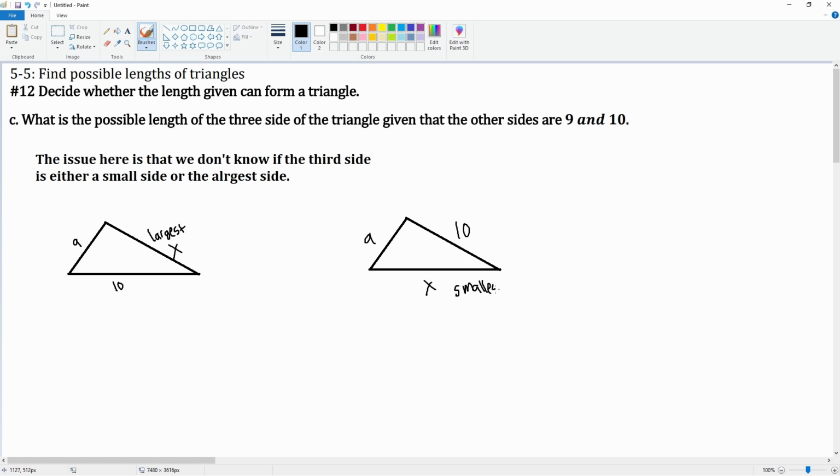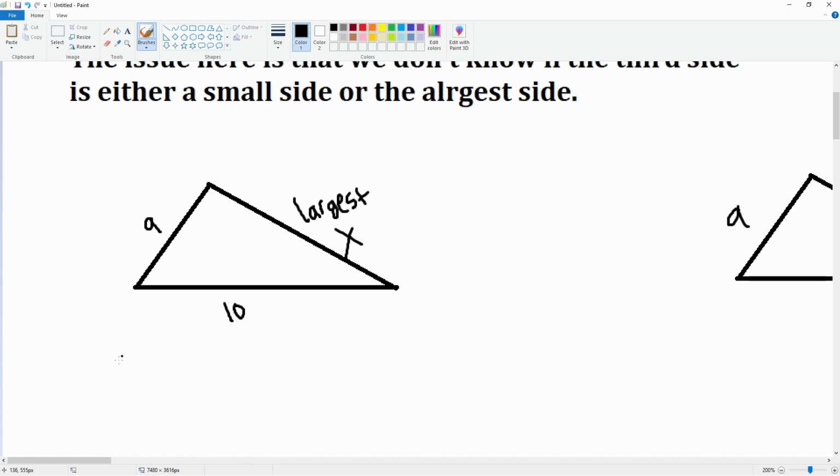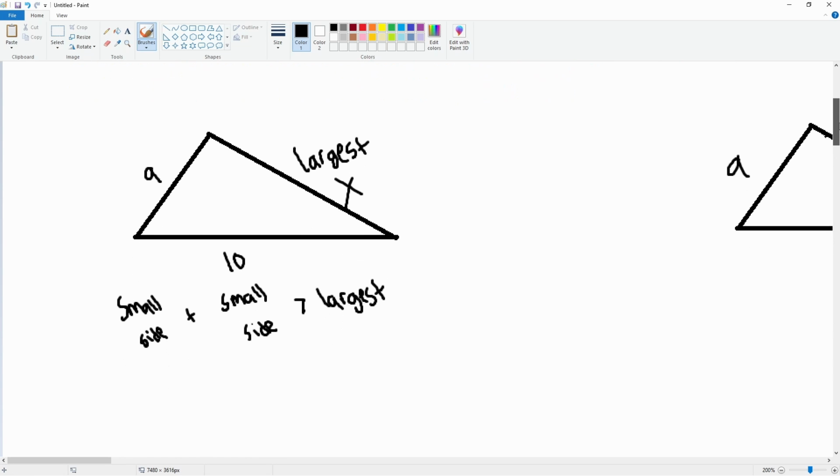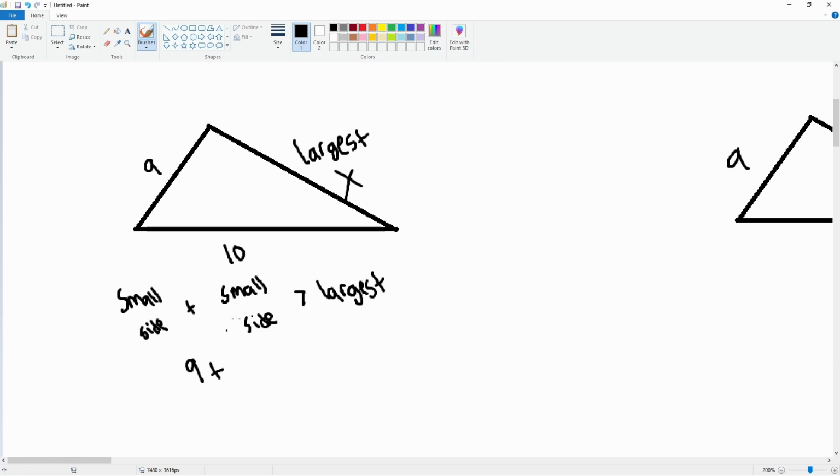So you have to set up two scenarios. This one is when the third side is the largest. This is when the third side is one of the smallest. We know from our equation from before, small side plus small side is going to be greater than the largest side. All right, let's plug in our variables now. Small side is 9 plus the other side is 10 is greater than the larger side, which is X. So in this way, 19 is greater than X, or you can say X is less than 19.